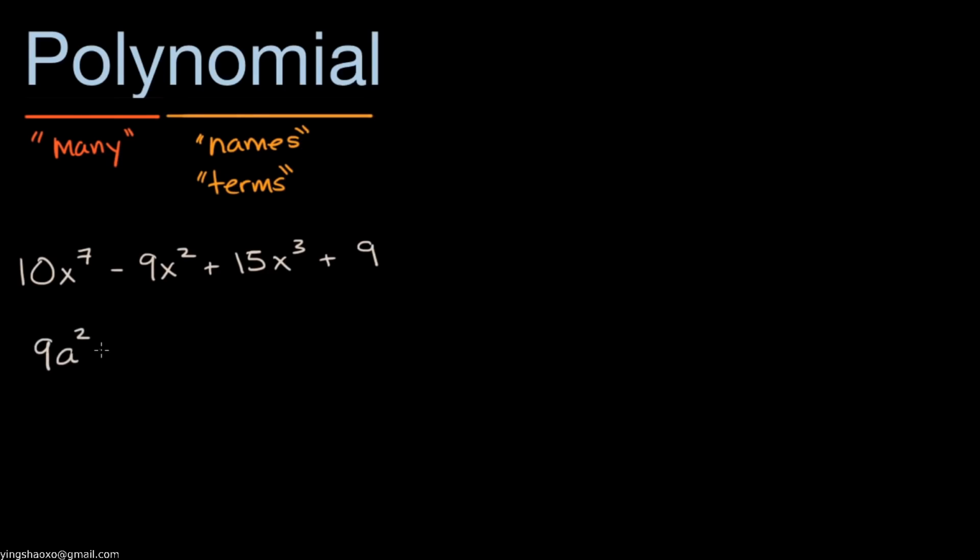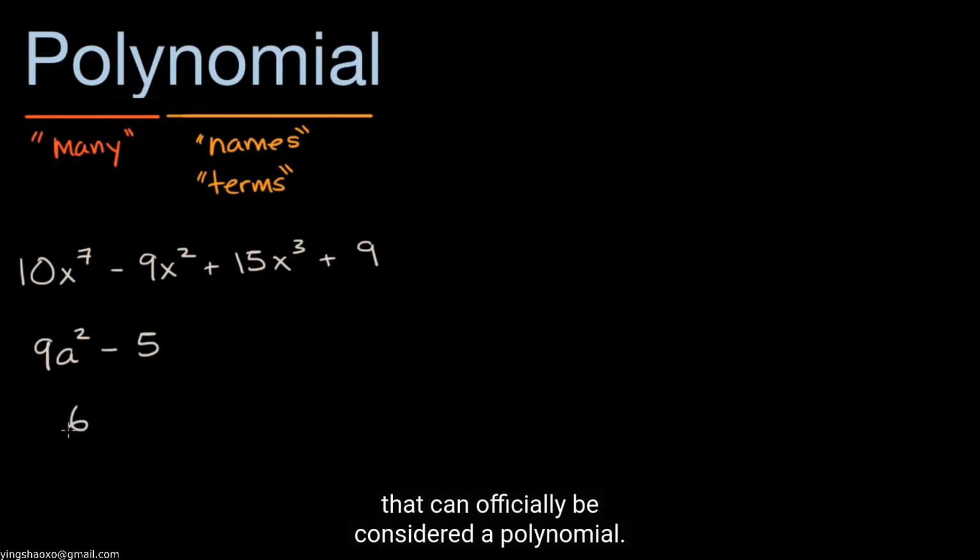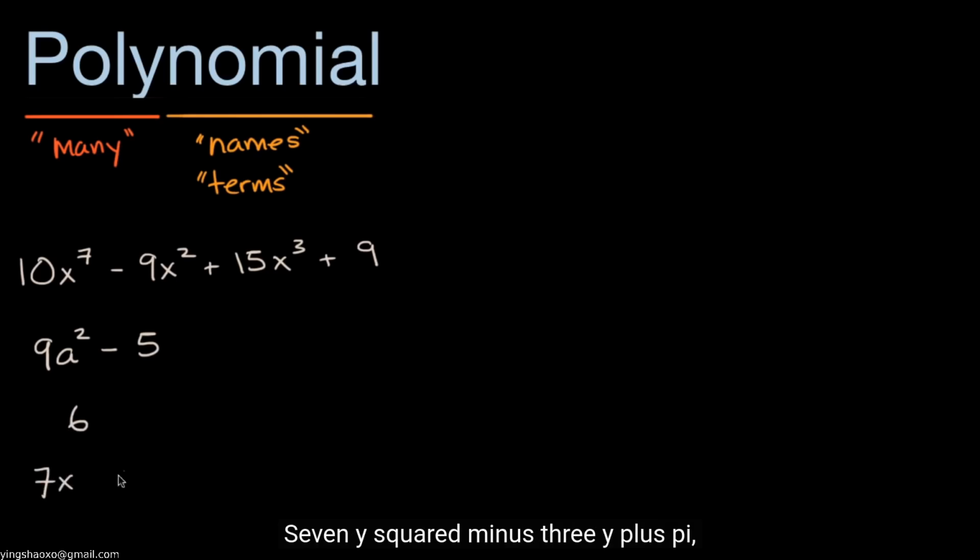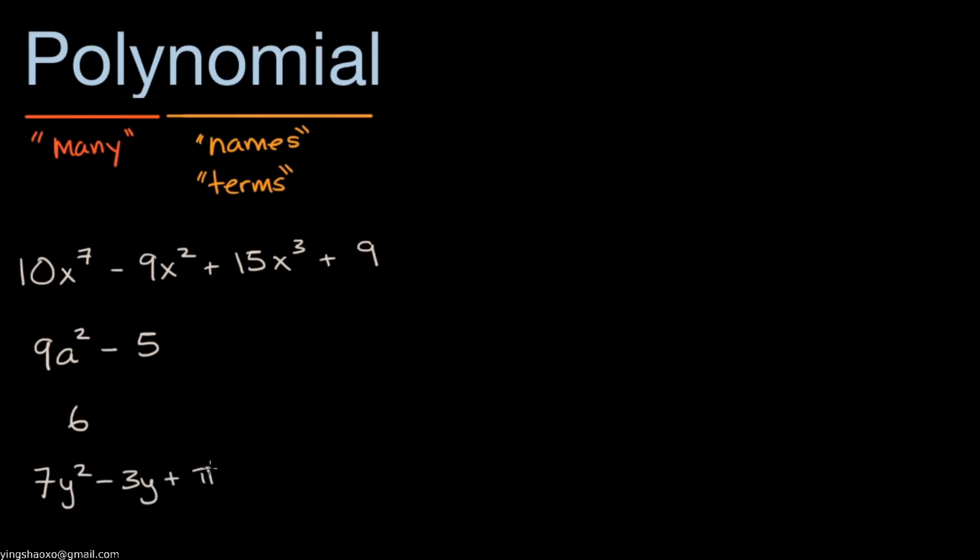9a squared minus 5. Even if I just have one number, even if I were to just write the number 6, that can officially be considered a polynomial. If I were to write 7x squared minus 3, let me do it in another variable, 7y squared minus 3y plus pi, that too would be a polynomial.